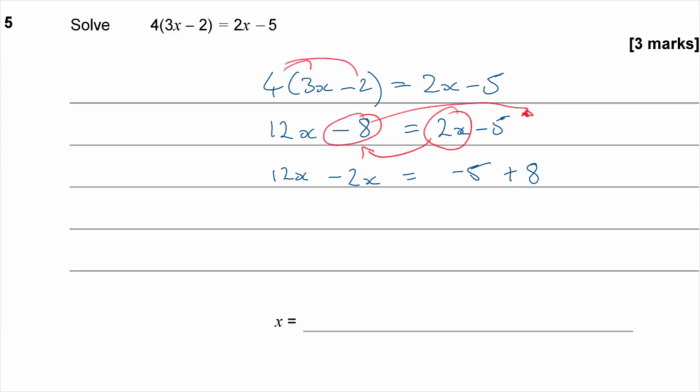So 12x minus 2x is 10x, and negative 5 plus 8 is 3. That gives me x is 3 tenths, or 0.3. I'm just going to write down 3 tenths. Here's my answer.